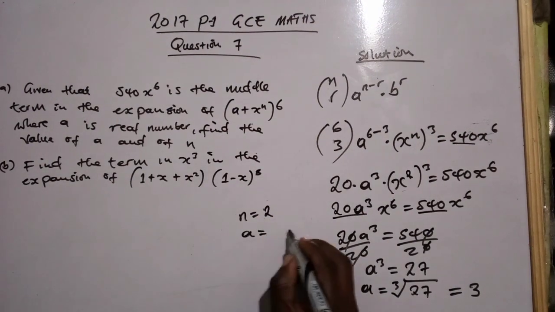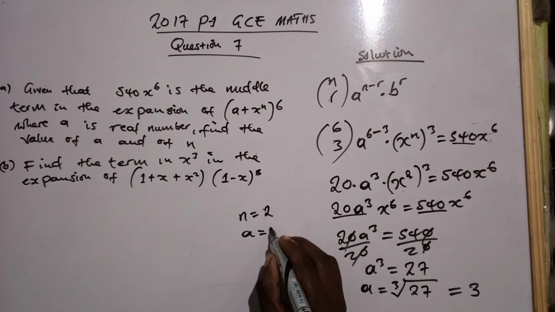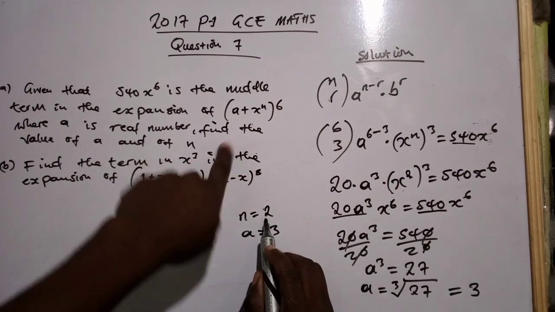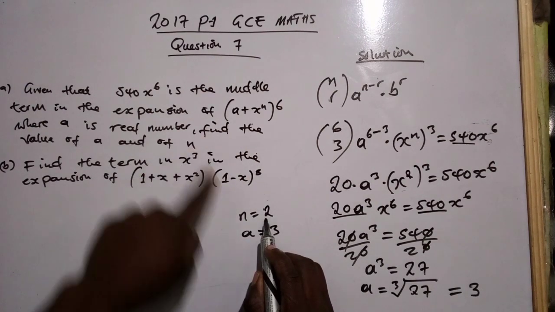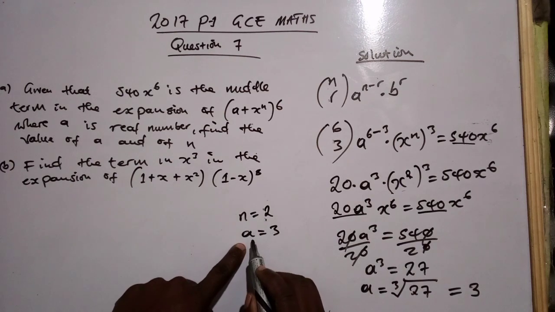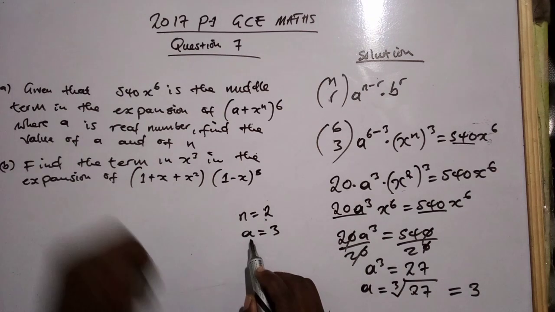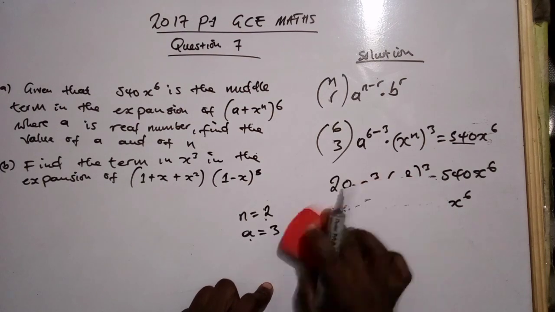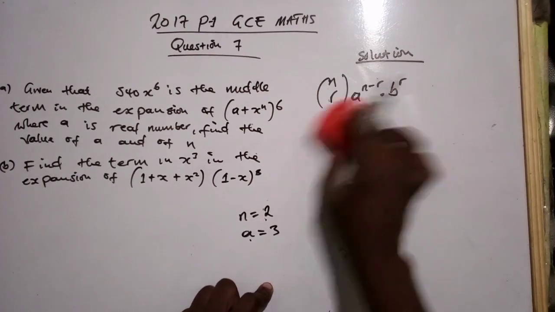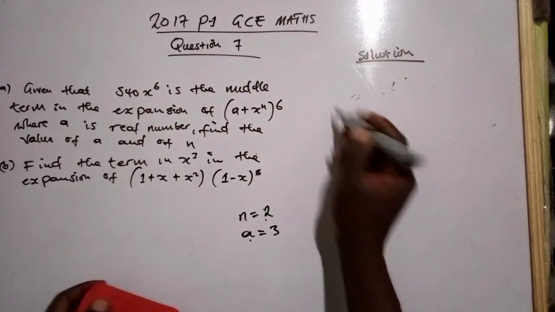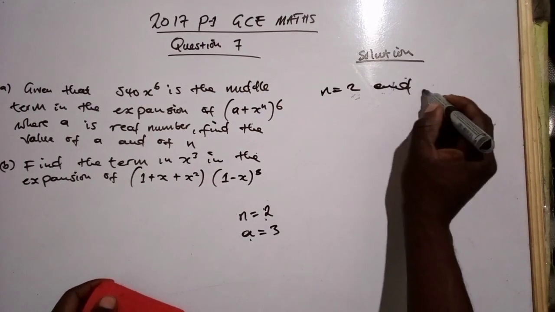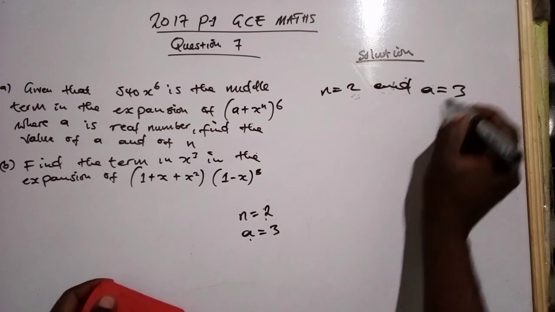So now we have found that a is 3. So these are the values: we have n which is 2, and a is 3. So we have found the first answer, that n is 2 and a is equals to 3.